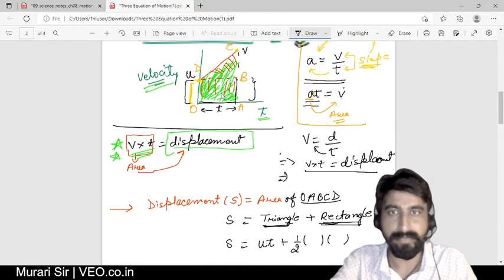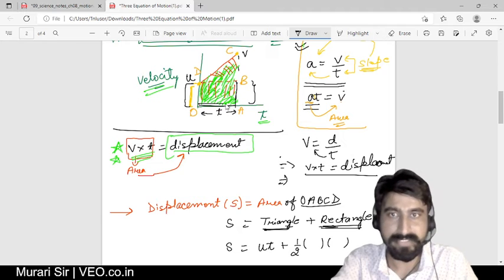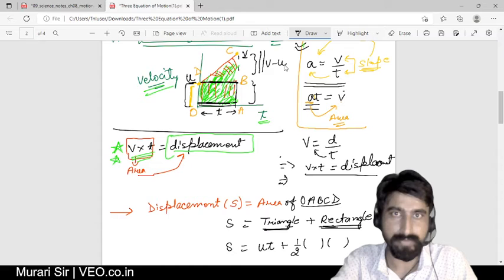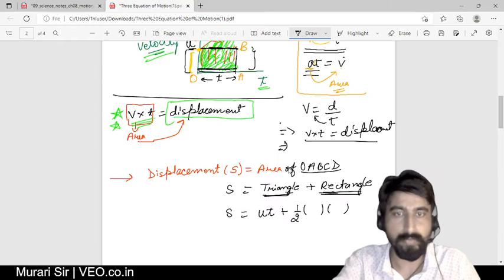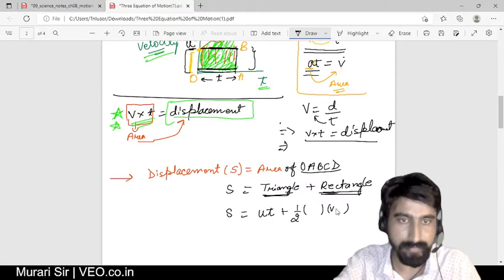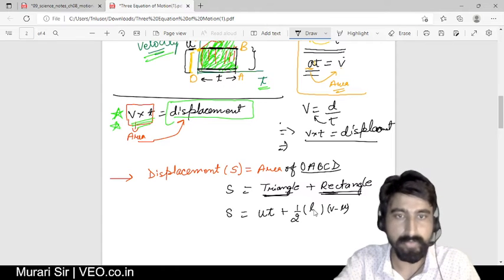Let's see the diagram. So this is the base. I guess this is the same base that will be shared with the triangle, and this will be the height. So this height is the final velocity and this is the initial velocity. So you can consider this part as v minus u. So I will put it like this, half into v minus u into t.